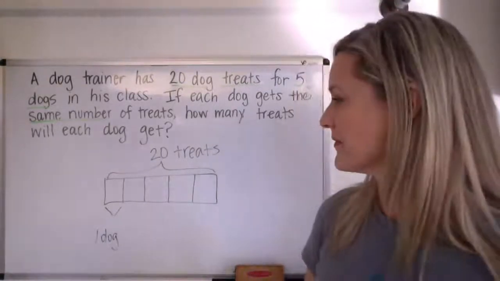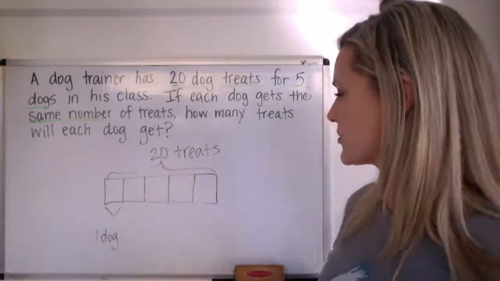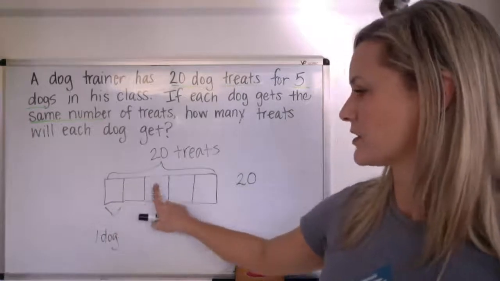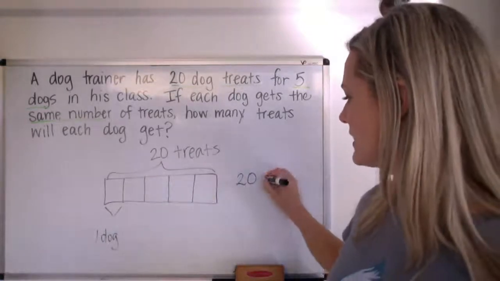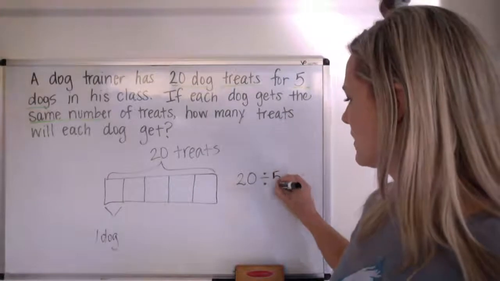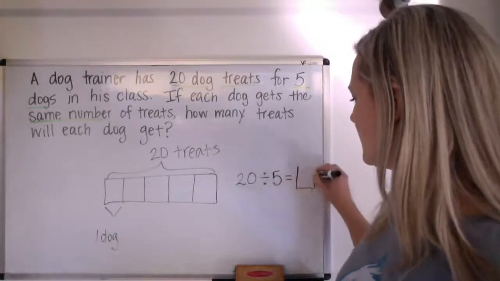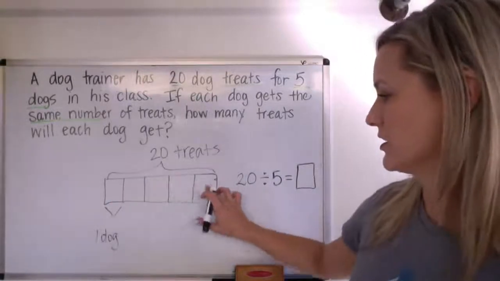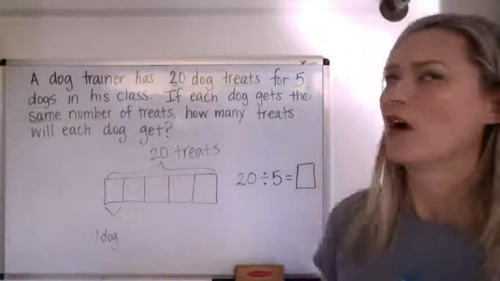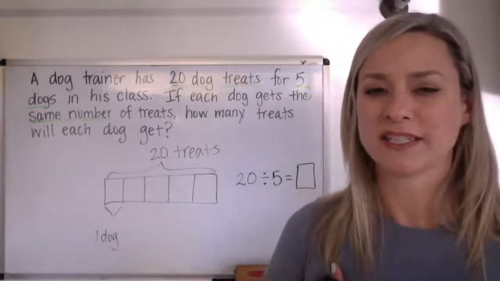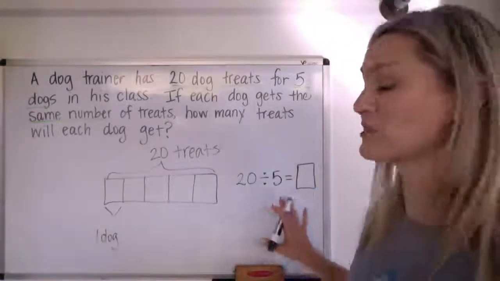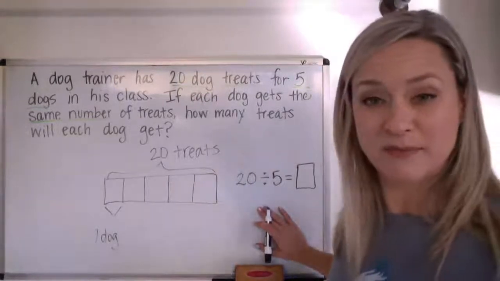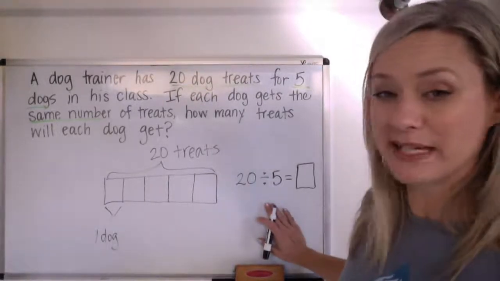All right, so we've got 20 treats separated into how many sections? So divided into 5 sections will tell us how many treats will go into each dog's belly. All right, we could also think about it in a different way, because this is actually not at all how my brain thinks about it, but I bet a lot of people do think about it like this. My brain thinks about it like this.